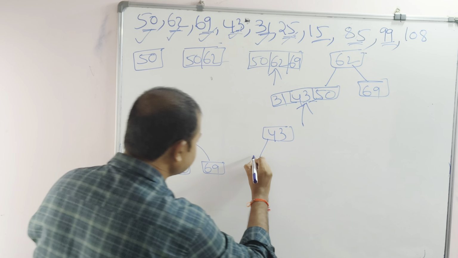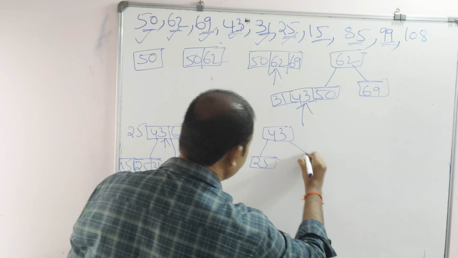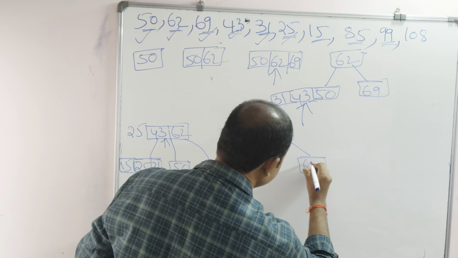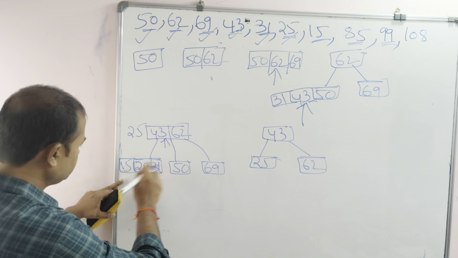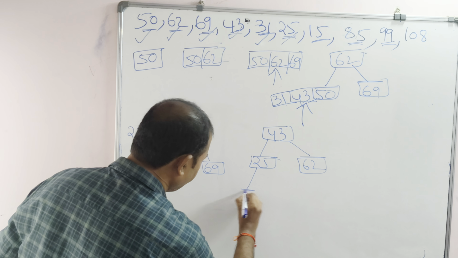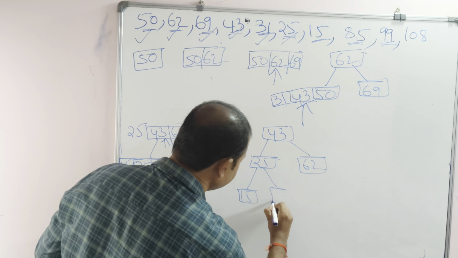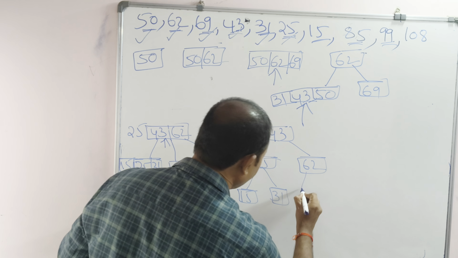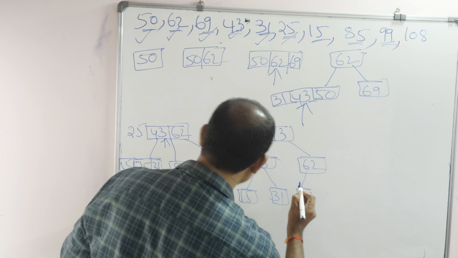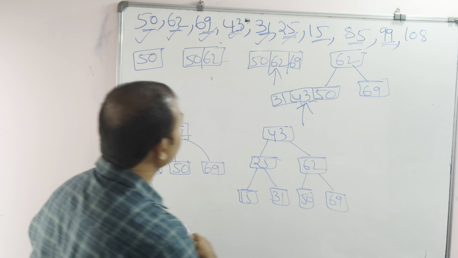So 25 is less than 43. Next here we have 62. 62 is greater than 43. Next, this 25 is pushed up. So here we have 15, 31. 15 is less than 25. 31 is greater than 25. Next here we have 50. 50 is less than 62. Next, 69 is greater than 62.